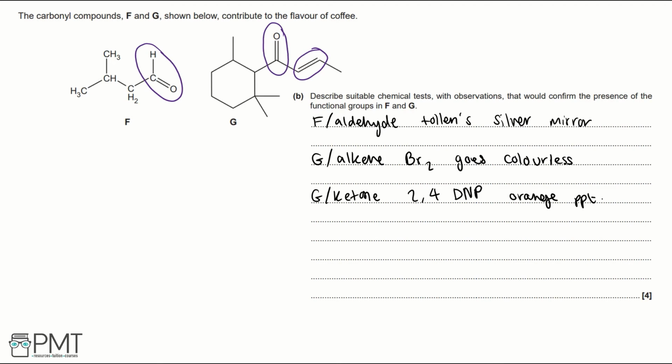The alternative test to confirm that we've got G and not F is if we reacted G with Tollens', we wouldn't get a silver mirror, because 2,4-DNP is a test for a carbonyl group. So it would react with F and form an orange precipitate, but F with Tollens' would form a silver mirror and G won't form a silver mirror. So to get the 4 marks for this question, you get a mark for your aldehyde test, a mark for your alkene test, and then you get a mark for each ketone test.